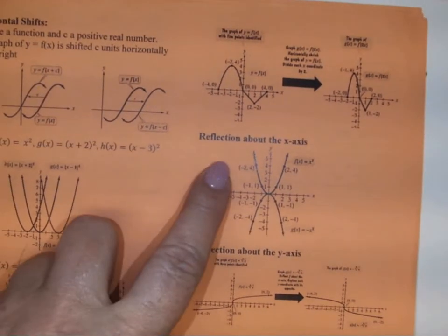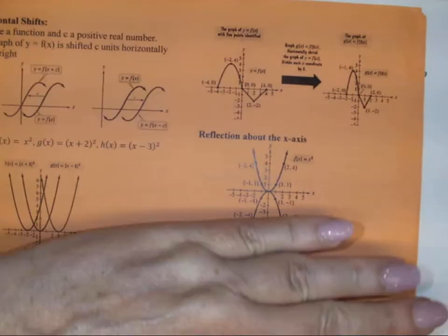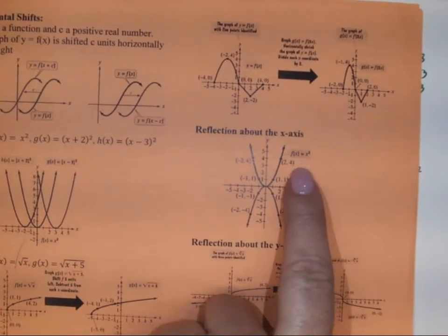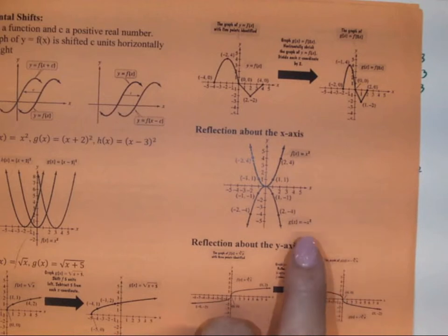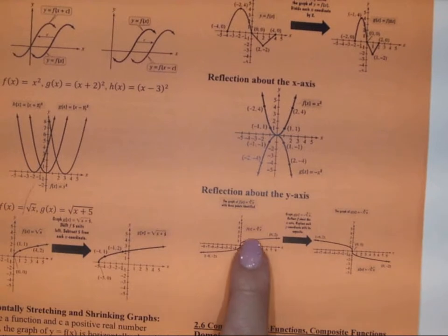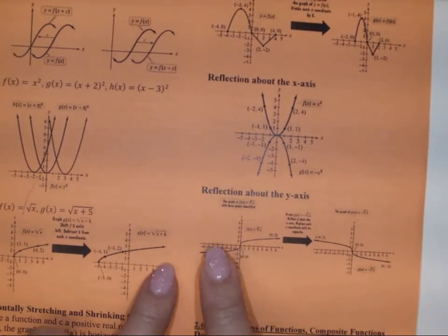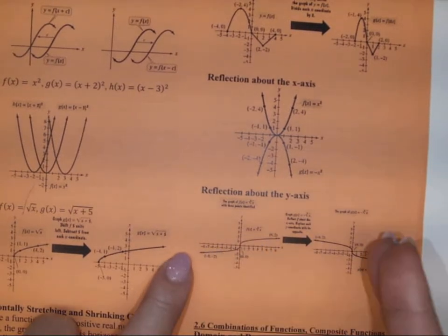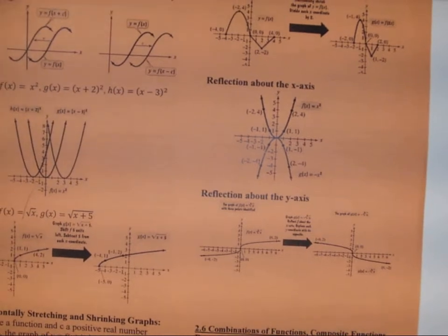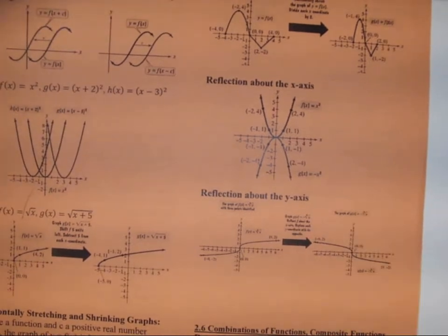This is the reflection about the x-axis, so this is where it's going to mirror. We can think about, like, if it's f of x equals x squared, if we have a negative out front, that's g of x equal to negative x squared. And reflection about the y-axis would take it and reflect it the opposite way. So this is like the cube root of x and the negative of the cube root of x.